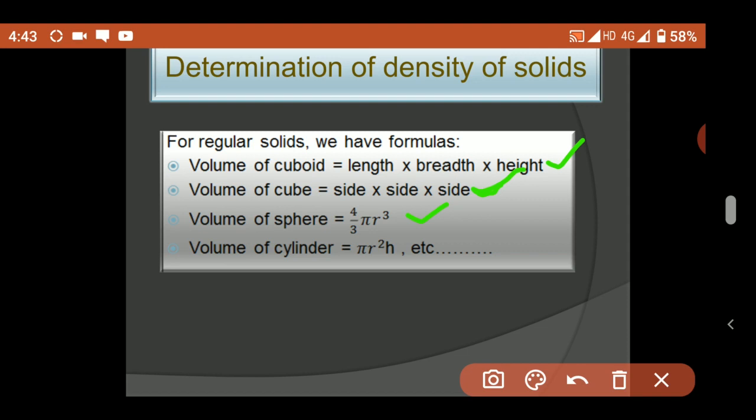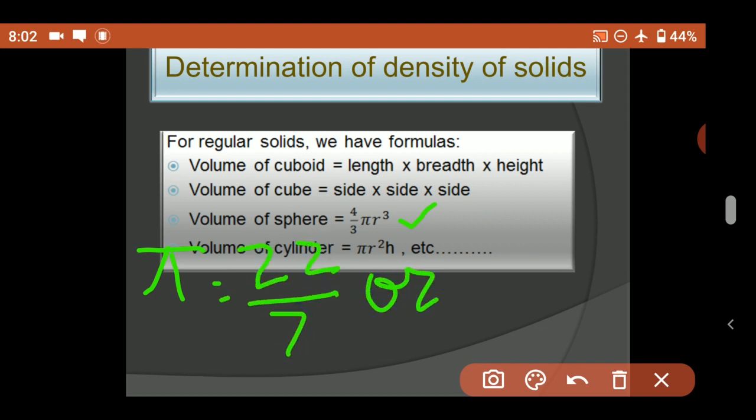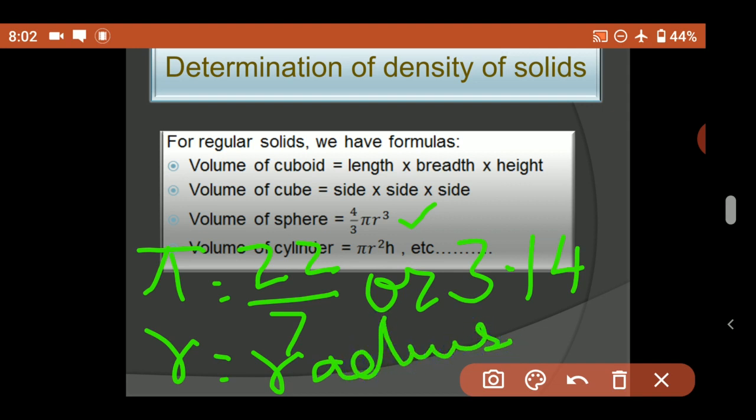Volume of a sphere is given as 4 by 3 pi r cube. Now here the pi is equal to a value which is 22 by 7, or it is also taken as 3.14. You will be learning more in detail in your maths classes. And the r over here stands for the radius of the sphere. You know, a sphere, circular like your ball and other things.